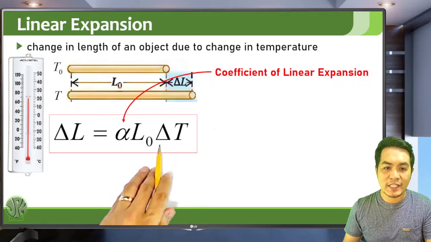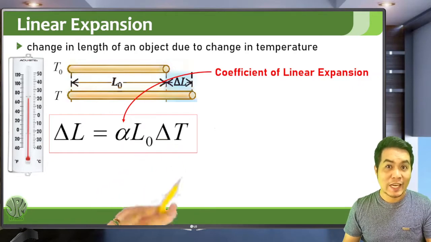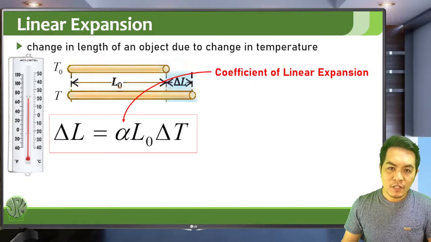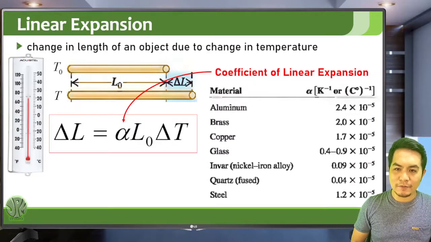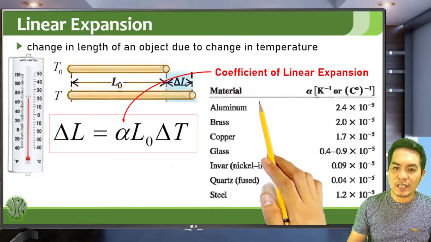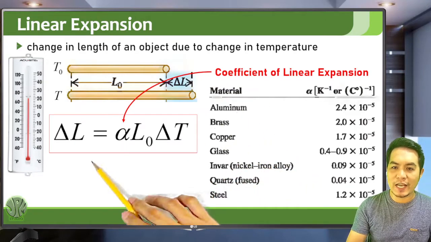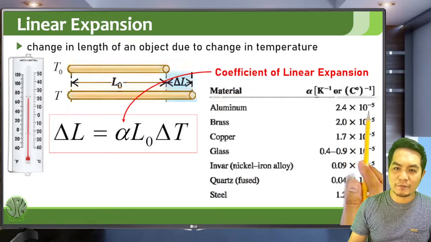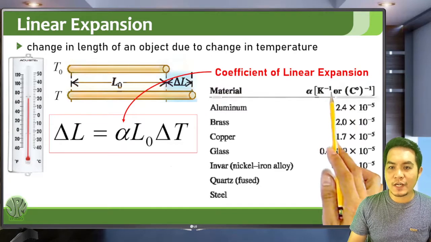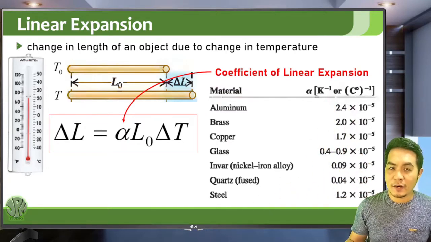So you see, the delta symbol means change, and change is usually final minus initial. Different materials have different coefficients of linear expansion. For instance, if you have aluminum, the coefficient of linear expansion, which is alpha, is 2.4 times 10 to the negative 5 Kelvin inverse or Celsius degree inverse. Kelvin inverse and Celsius degree inverse are similar units when it comes to change in temperature.